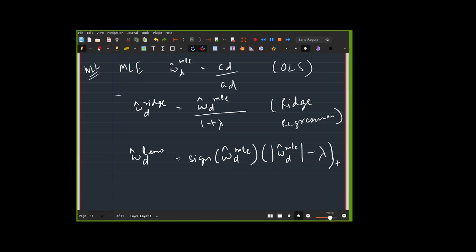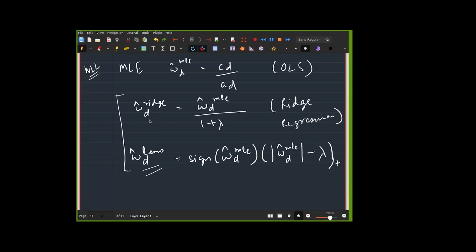And if you think about this W_d ridge and W_d lasso, we have seen in a diagram how W_d lasso is shrinking the coefficients. But in ridge regression also, we are shrinking the coefficients by 1 plus lambda, because lambda is always positive. So if I divide by 1 plus lambda and lambda is positive, then I'm reducing the coefficient size in ridge regression with respect to W_d MLE, right? So W_d ridge is also shrinking things.